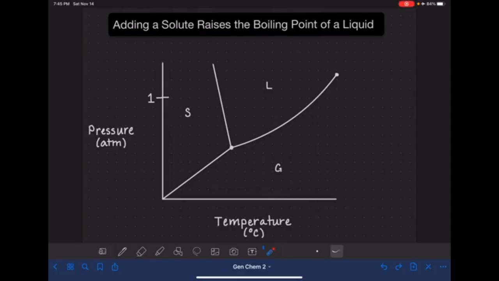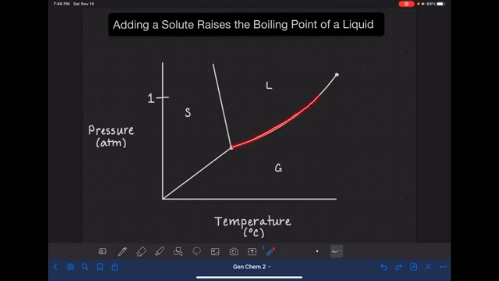In this video, I'm going to explain why adding a solute raises the boiling point of a liquid. And to do that, I'm going to be using a phase diagram. As a reminder, a phase diagram is a graph of pressure and temperature for a particular substance. The phase diagram shows us, for any given pressure-temperature combination, whether the substance is going to exist as a solid, or a liquid, or a gas. In addition to that, it shows us the pressure-temperature combinations where the substance is undergoing a phase change.